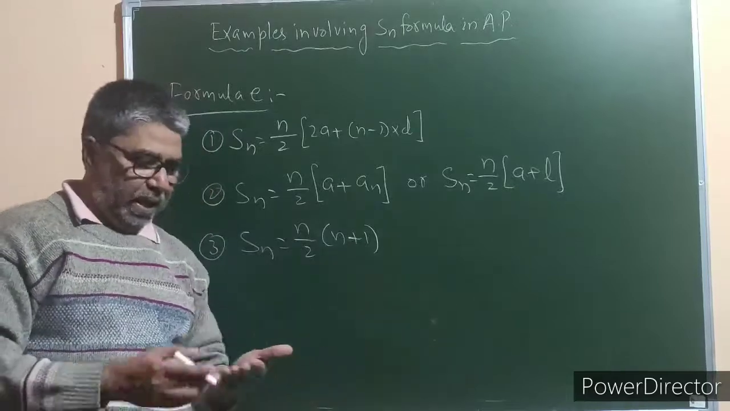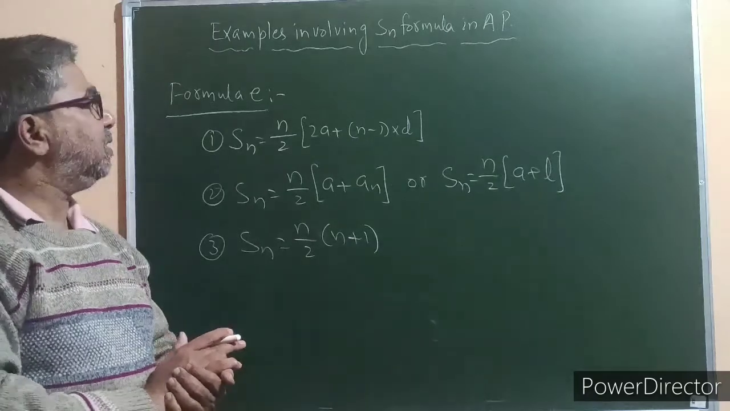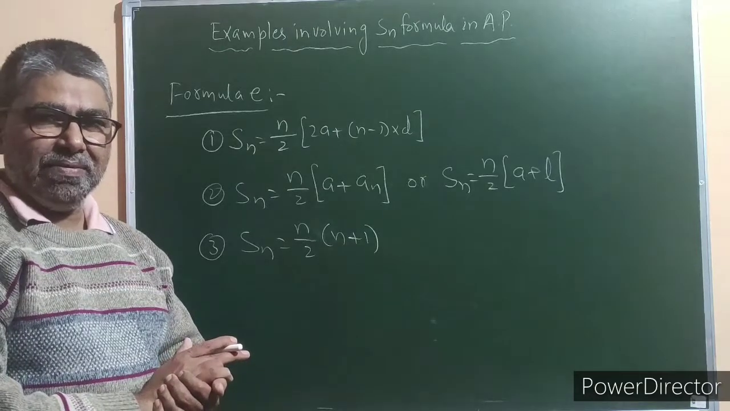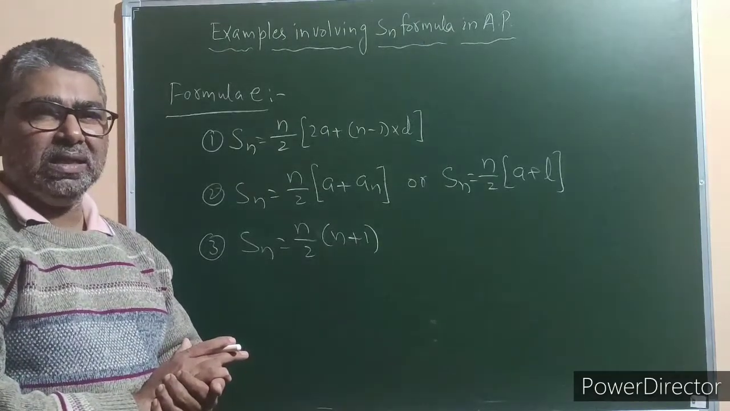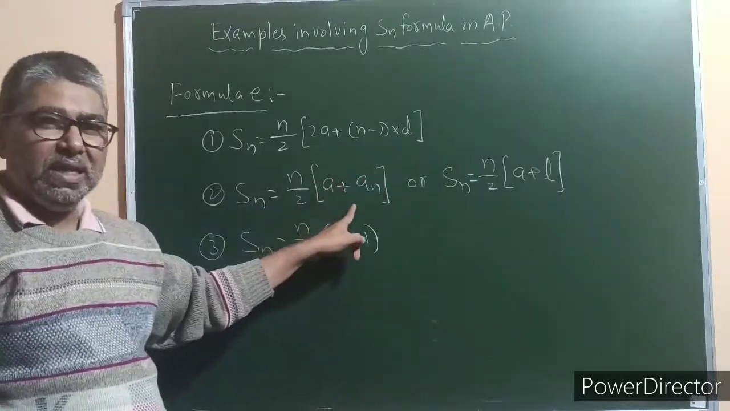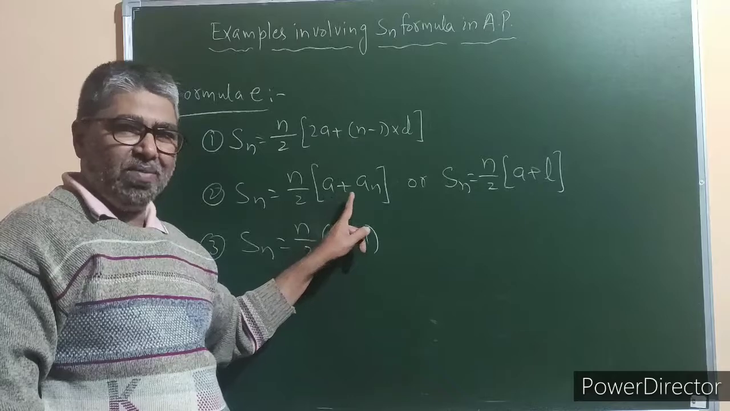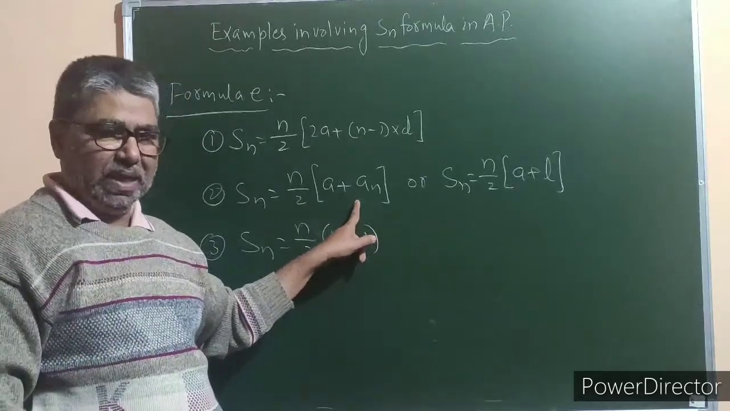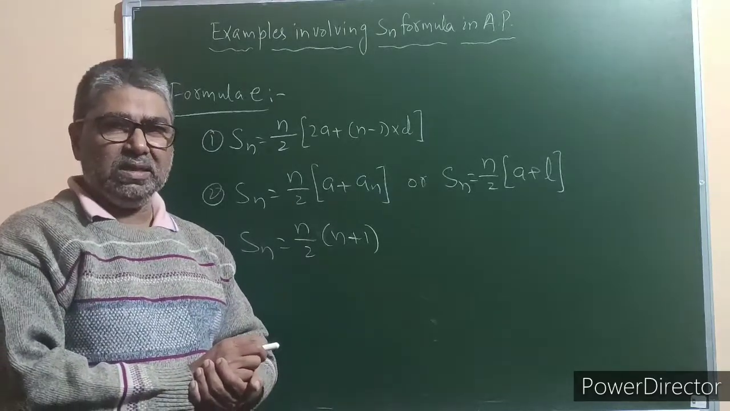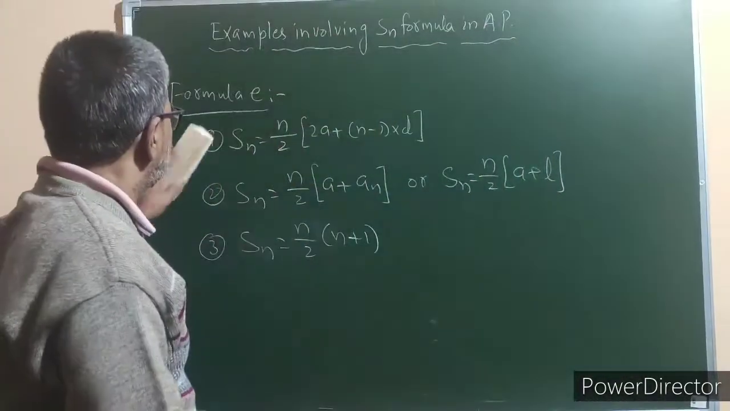So these three formulae can be applied to find the sum of n terms in the given examples in an arithmetic progression. The first formula can be applied when the example has the common difference, that is d. The second formula is applied when there is no common difference, and only the first term, last term and number of terms are given. So let us see how the examples can be solved by using these formulae. Let us take the first example.